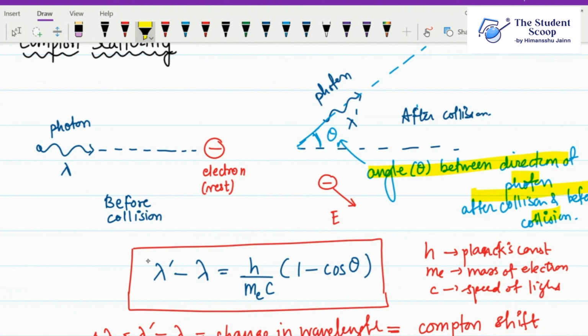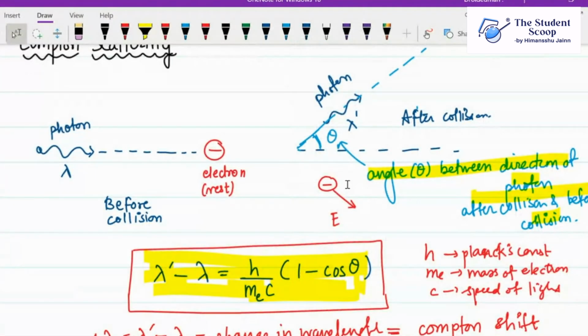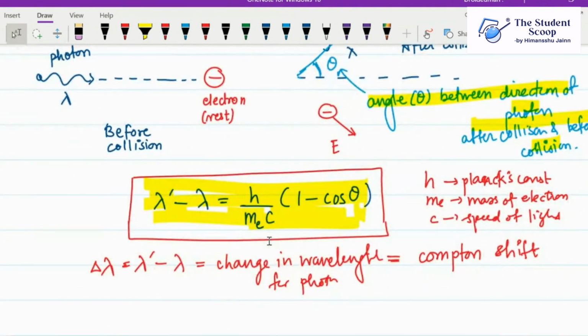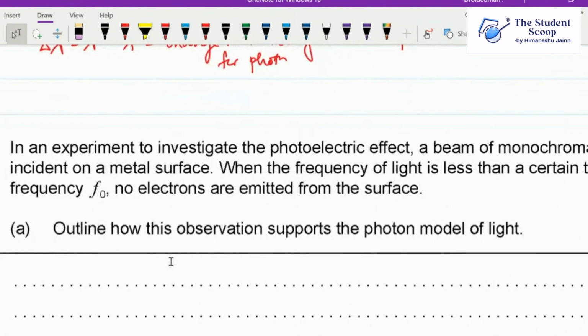Now we will get the equation of Compton scattering, which is given like this. Now what is theta here? Theta here is the angle between the initial direction of the photon and the final direction of the photon. h is the Planck constant, and m is the mass of the electron, and lambda dash minus lambda is the change in wavelength of the photon. So whatever the wavelength before and after the collision, that change in wavelength is happening. Now we will try to solve a few questions.